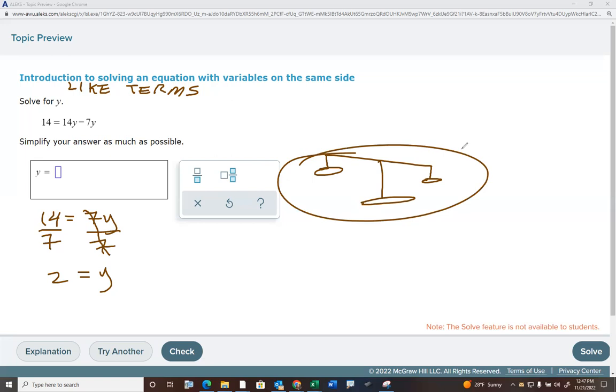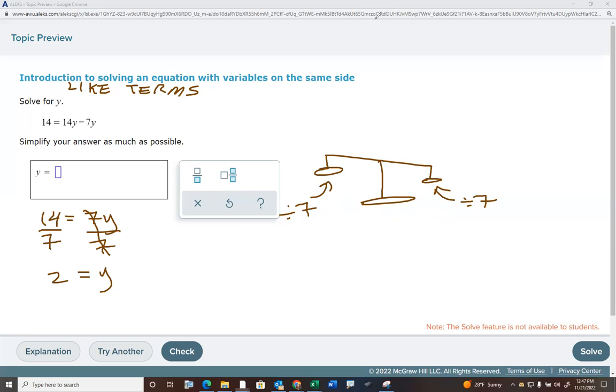Like an old-fashioned scale, that way everything stays in balance. If I put a divide by 7 on one side, I have to put a divide by 7 on the other side. Okay. How about one more then? Because doggone, that was fun.